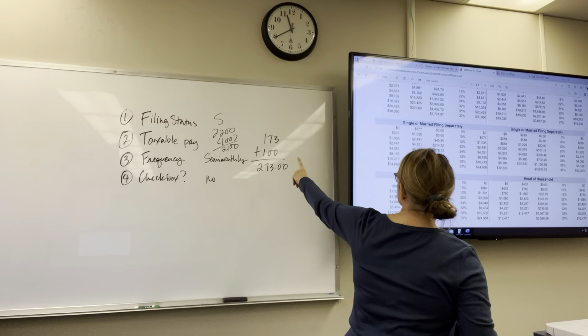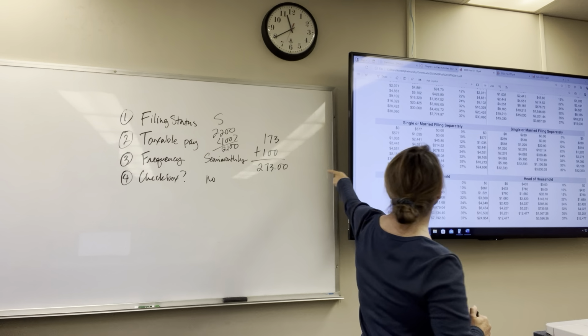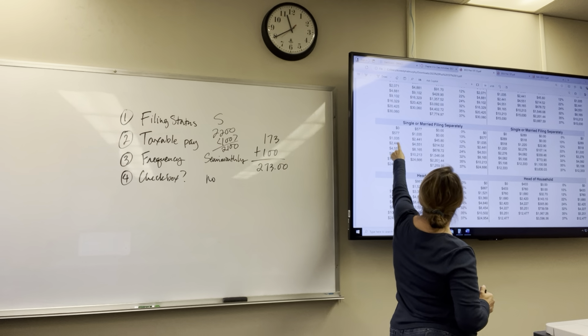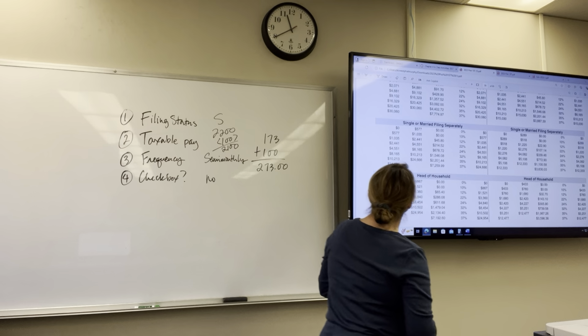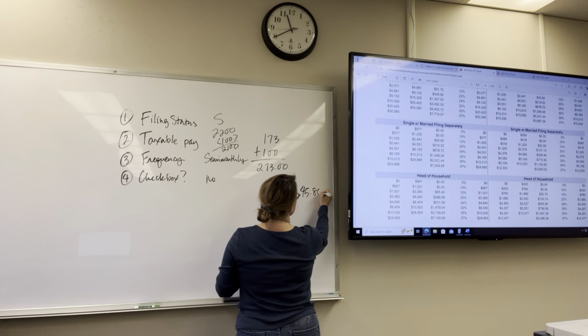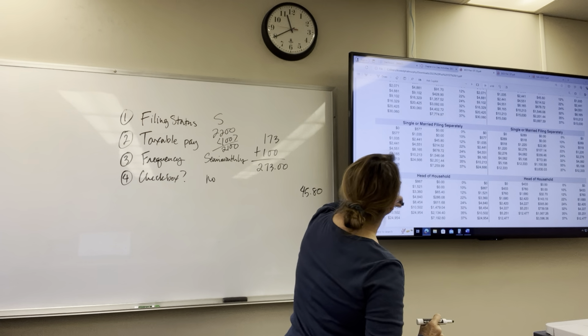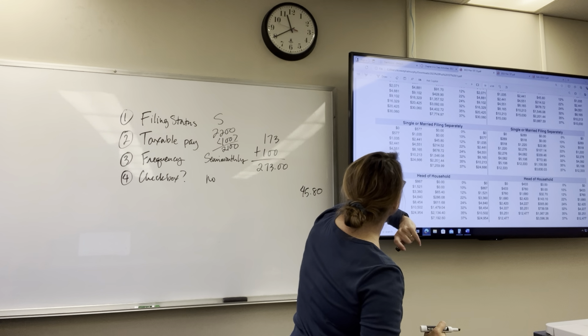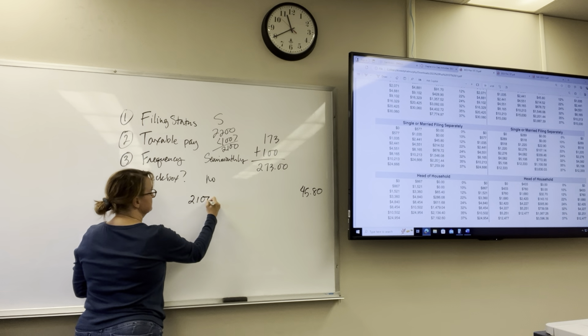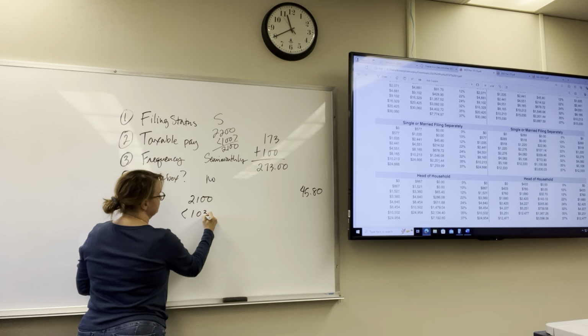All right, so $2,100 is the amount of taxable pay, which is between $1,035 and $2,441. So our tentative amount to withhold is $4,580, write that down, and then 12% of the amount over $1,035. So we'll take the $2,100 minus $1,035.